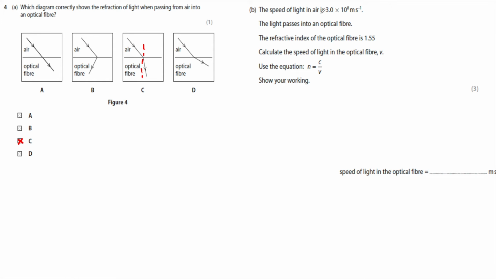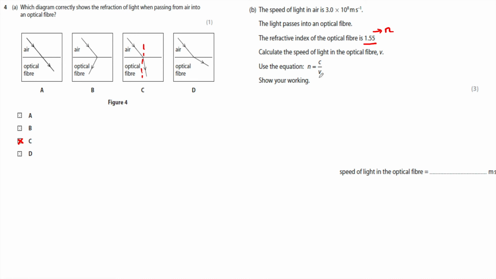The speed of light in air is 3 times 10 to the 8. The light passes into an optical fibre. The refractive index of the optical fibre is 1.55, that is n. Calculate the speed of light in the optical fibre, v. Use the equation n equals c over v.